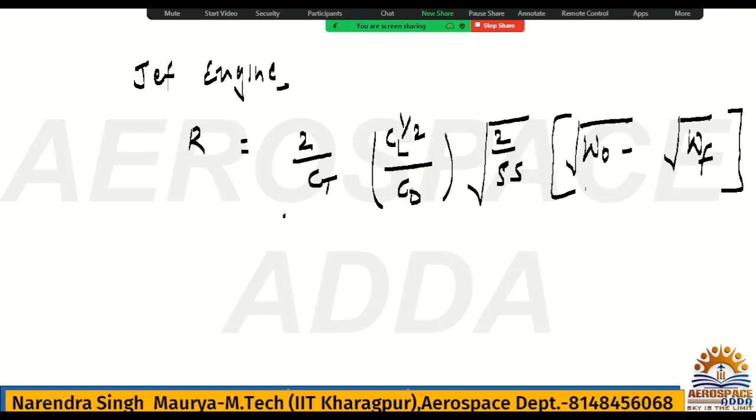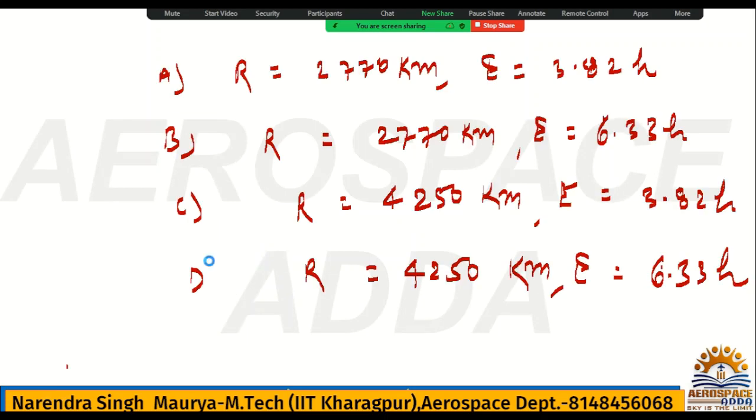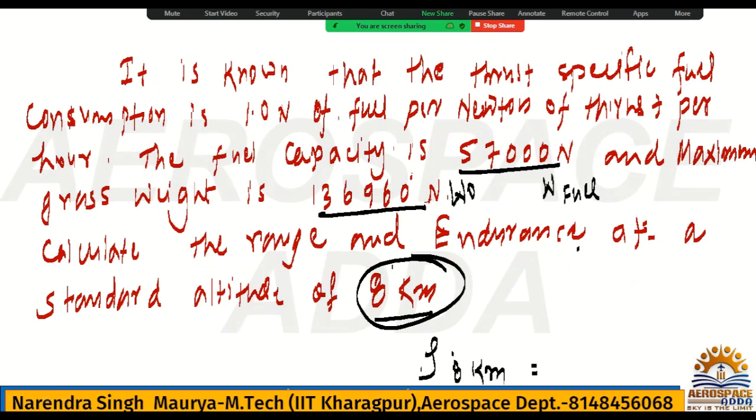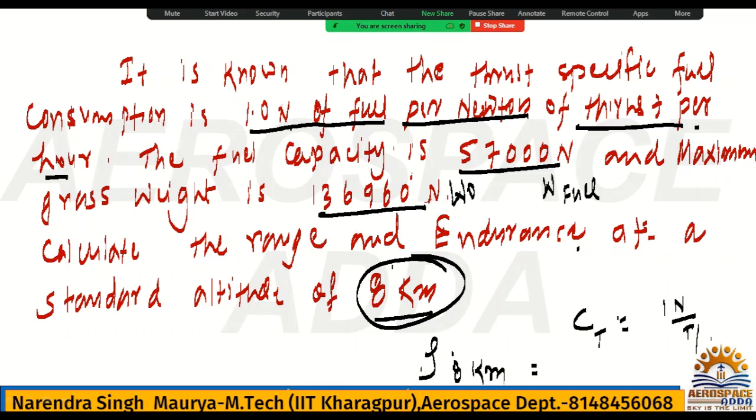So now if you go for this, then check TSFC, which is nothing but thrust specific fuel consumption, CT. They have given it to you, but it is not given directly. It is given in a different way. What different way? It is given that 1 Newton, check in the statement only, you will understand. It is given thrust specific fuel consumption here. Thrust specific fuel consumption is nothing but 1 Newton of fuel per Newton of thrust per hour. It means CT they have given in this format. Check, they have said 1 Newton of fuel per Newton of thrust per hour. This is the value they have given.